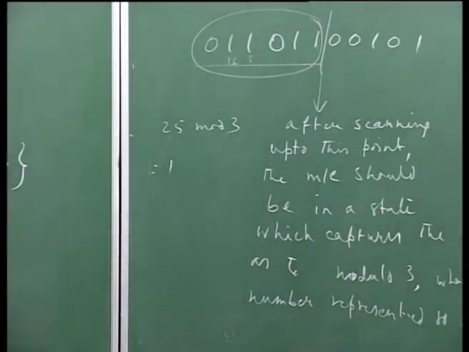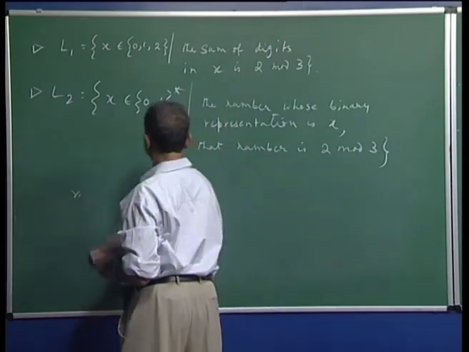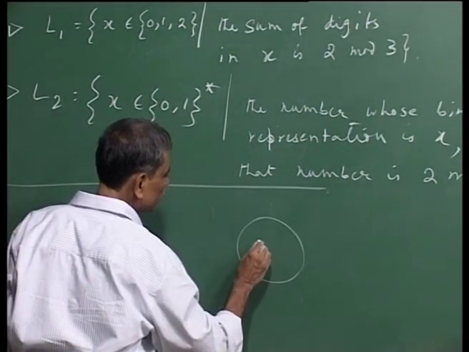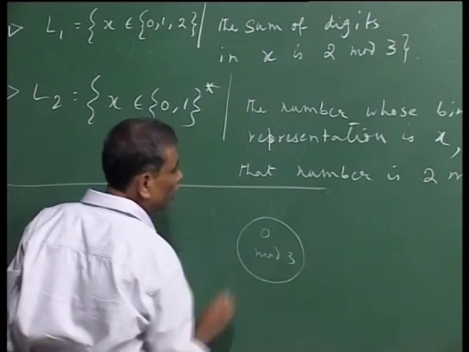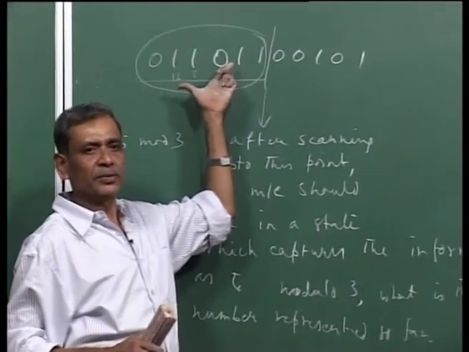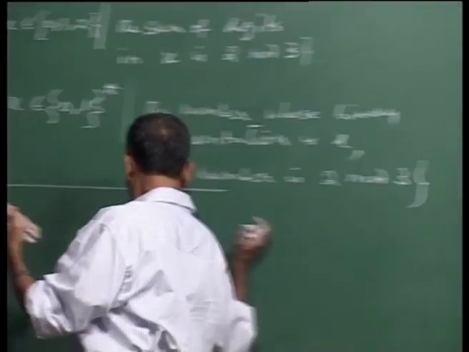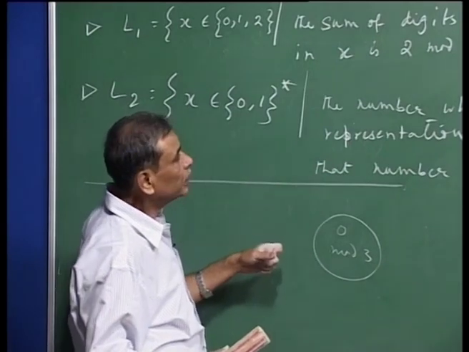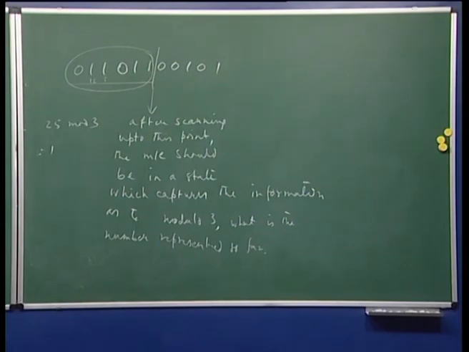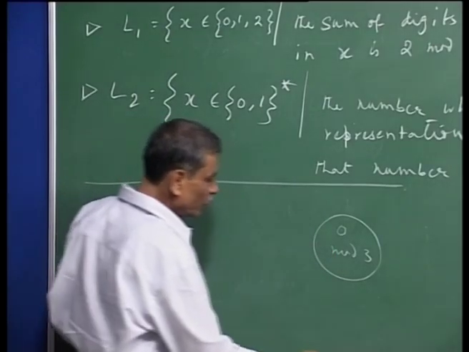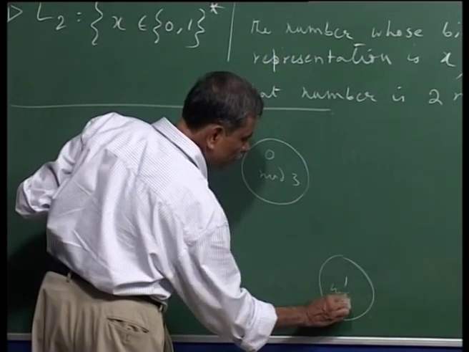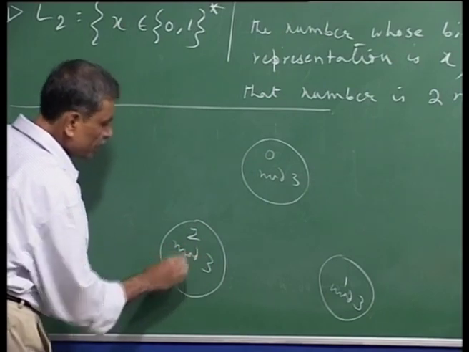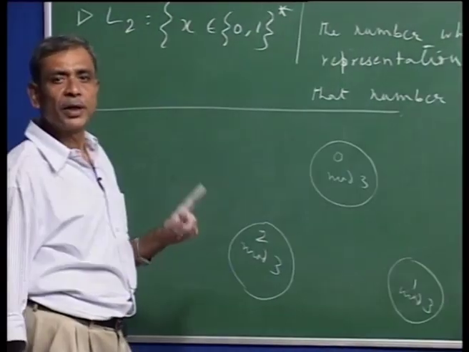Then let us do the problem here. For this language again, I will have 3 states. I have seen an initial prefix of the input string, and that prefix spells out a number. If that number is 0 mod 3, then such a string should take the machine to this state. If the number seen so far is 1 mod 3, then it should take the machine to this state, and if the number is 2 mod 3, then I would like the machine to come here. So now we are clear what the three states should be.